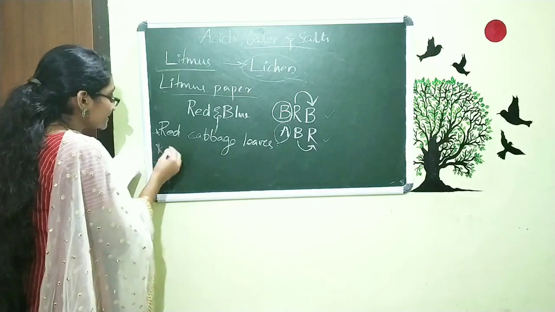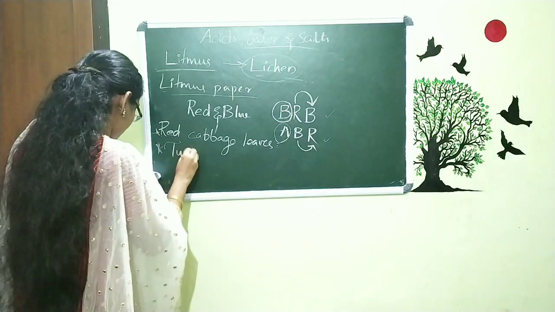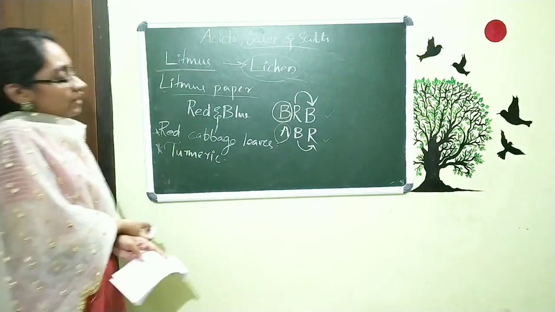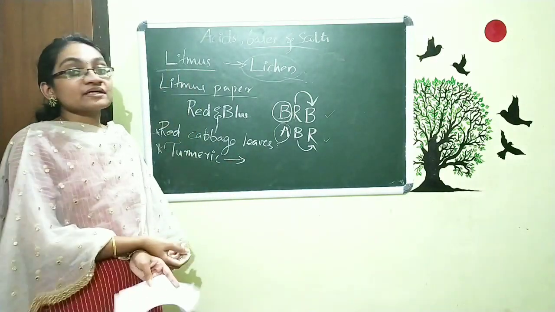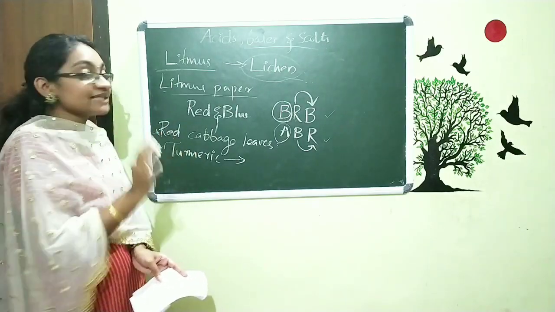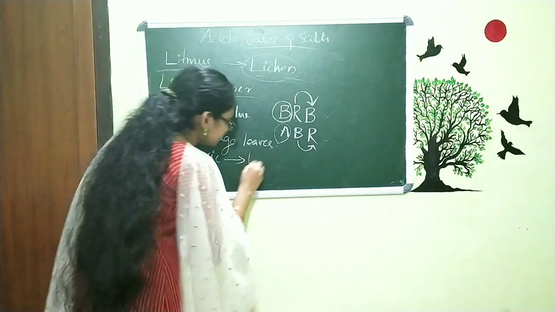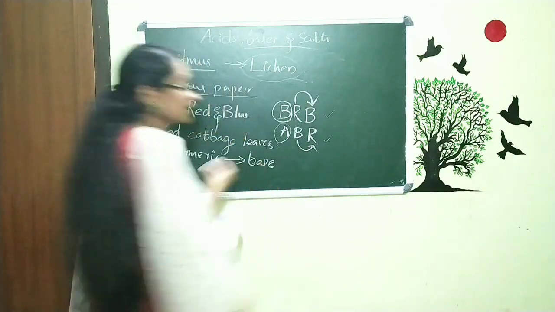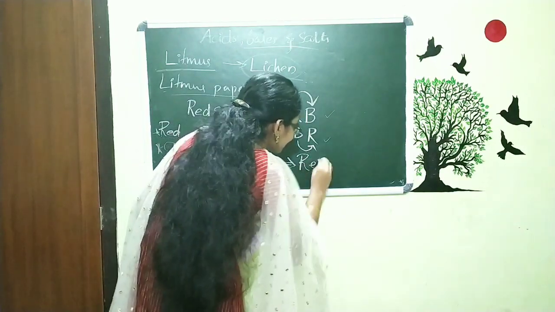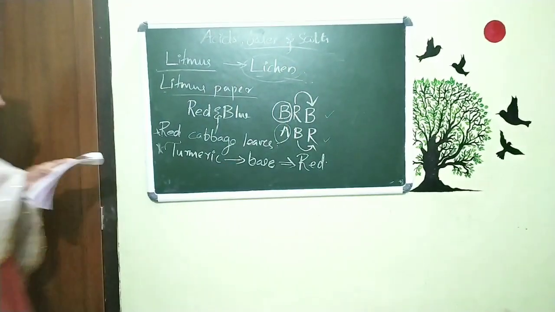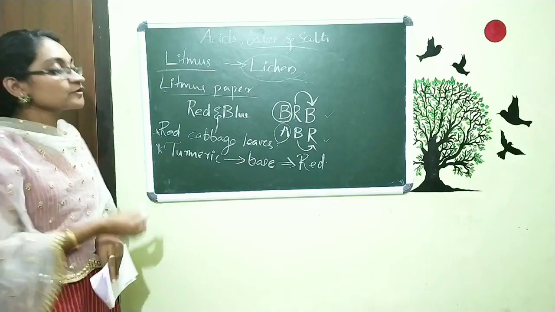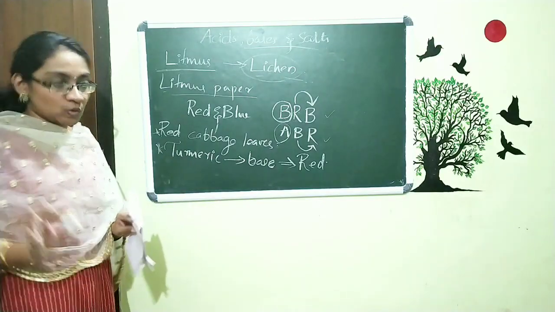The other one is turmeric. Normally turmeric has a yellow color. When turmeric reacts with a base, what color occurs? The color will change into red. So we can say this turmeric is a natural indicator, and for the acid, no color change will occur.